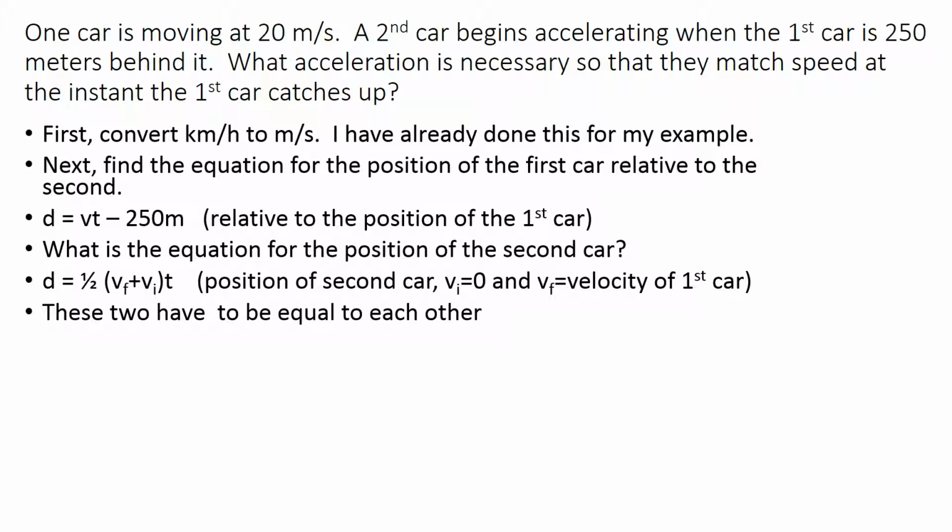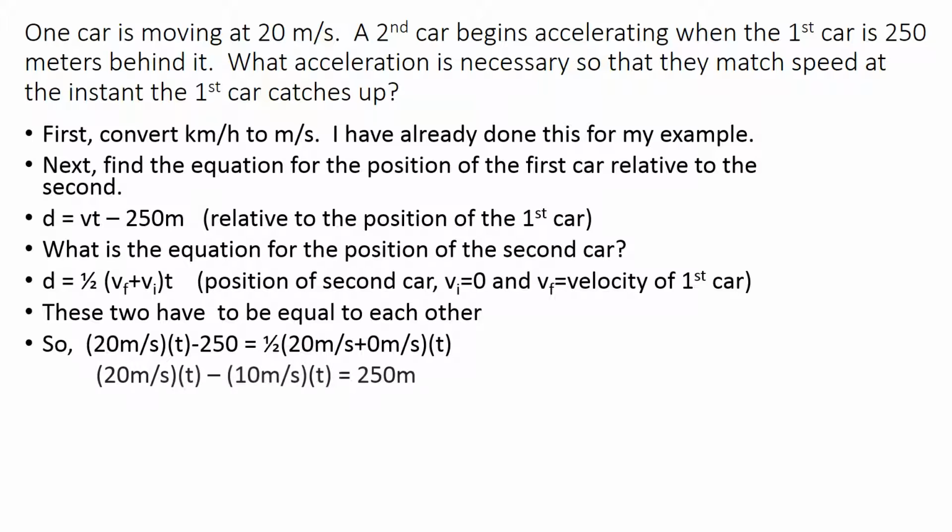So we've got to set these two equal to each other. So we have 20 meters per second times time minus 250, that's the position of the first car, is equal to 1/2 times 20 meters per second plus 0 meters per second times time, and that's the position of the second car. So let's rearrange this, solve the right side there. The 0, of course, is pretty easy. Times 1/2 makes that 10 meters per second.